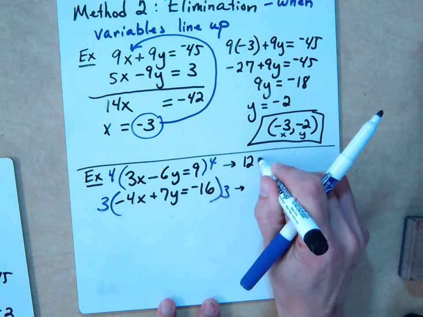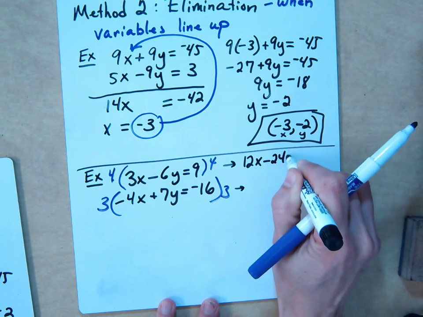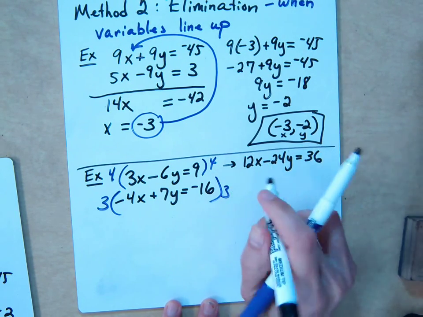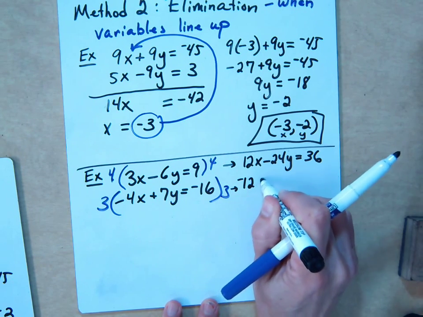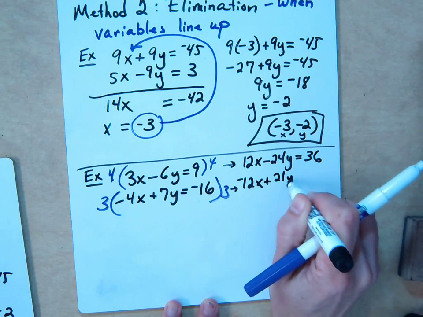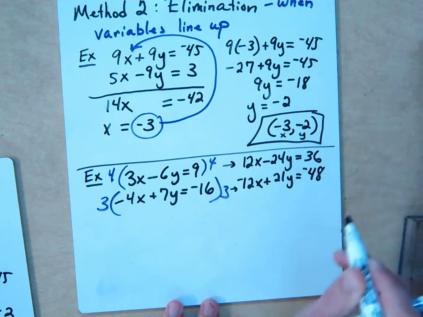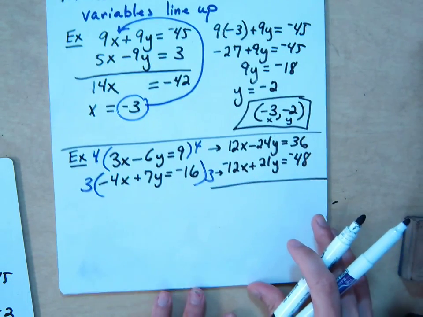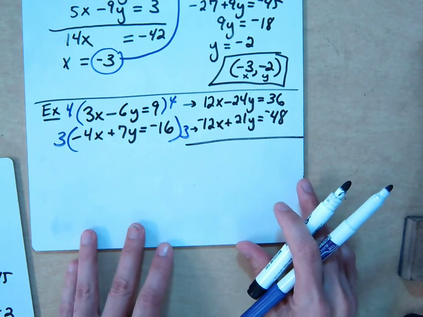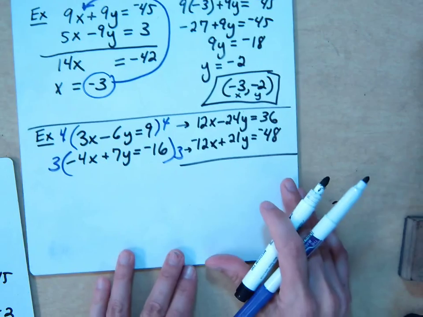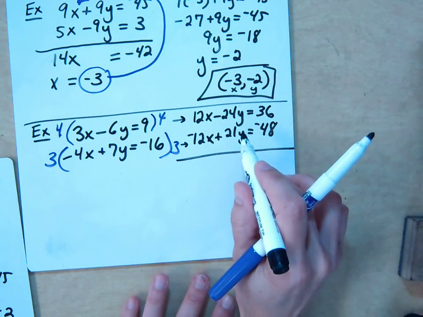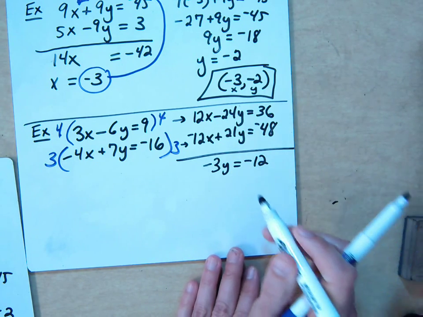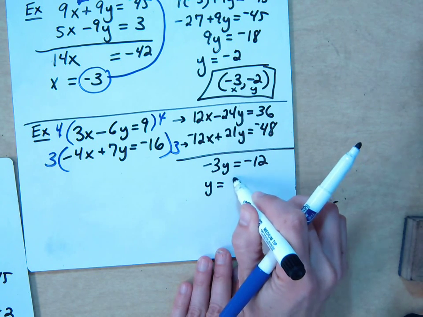So you get 12x minus 24y equals 36 for the top equation. And watch what happens here. You get negative 12x plus 21y equals negative 48 when you multiply through. And now this looks like something where one of the variables will easily cancel and we can solve it just like we did before. So if you add, the x's go away this time, so you get negative 3y equals negative 12, just adding straight down. Divide by negative 3, so you've solved for y.